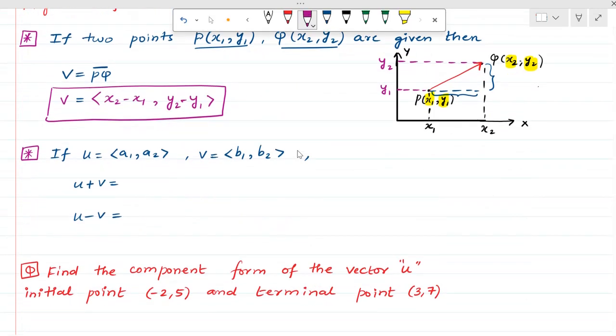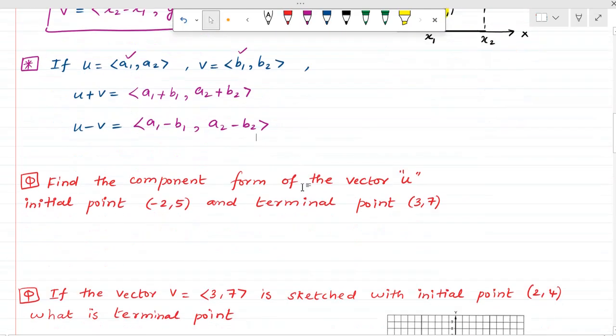Now how will you add two vectors if they are given like this? Here I will add the x coordinates, that is a1 plus b1, then a2 plus b2. And if you subtract, it is a1 minus b1, a2 minus b2. So this is the addition and subtraction of vectors.